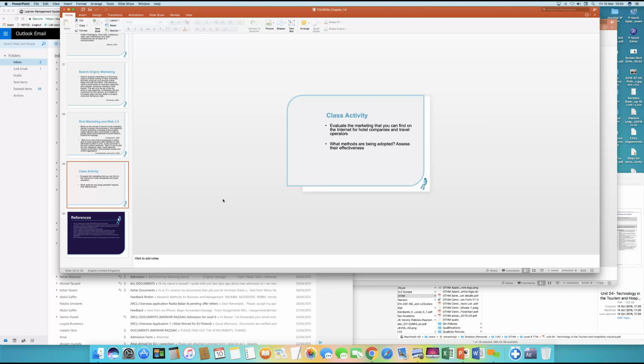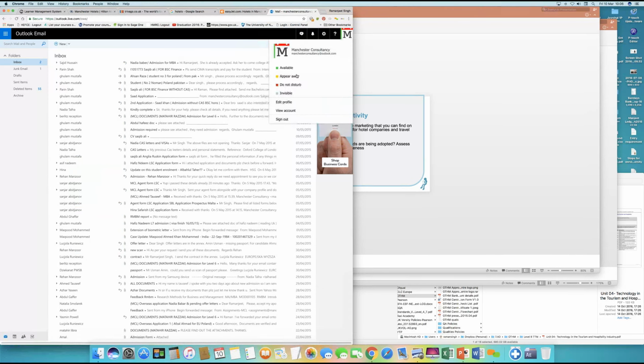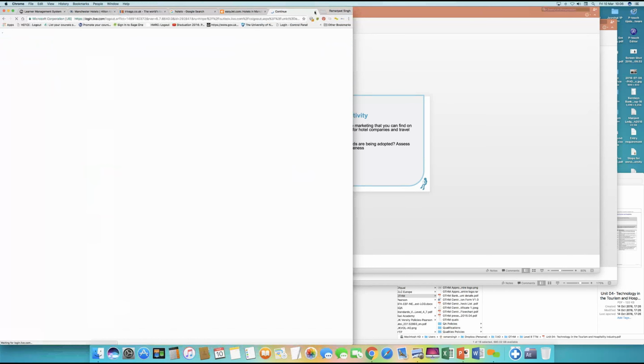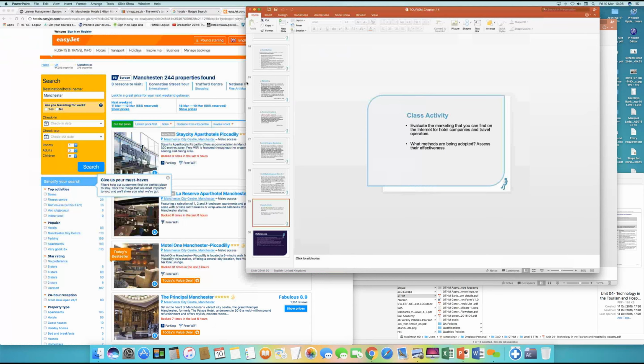So the question is, if you look at the slide, what it says is evaluate the marketing that you can find on the internet for hotel companies and travel operators. In short, what it means is, can you tell me one or two ways in which hotel companies and travel operators today are using the internet to market their products and services? If I say Hilton Hotel, they are using the internet directly for their marketing and servicing.